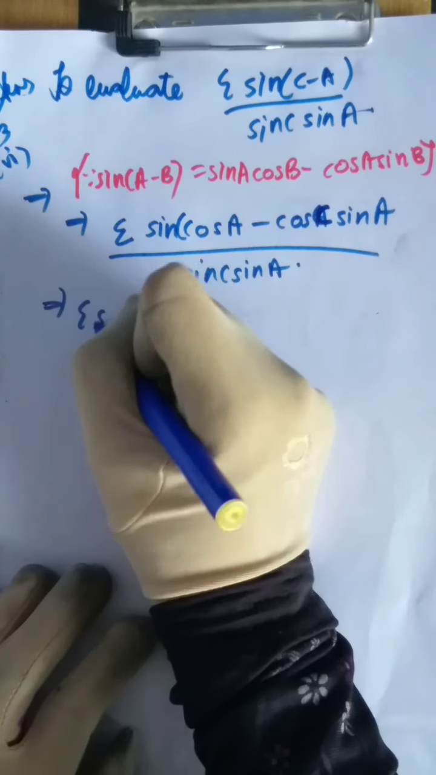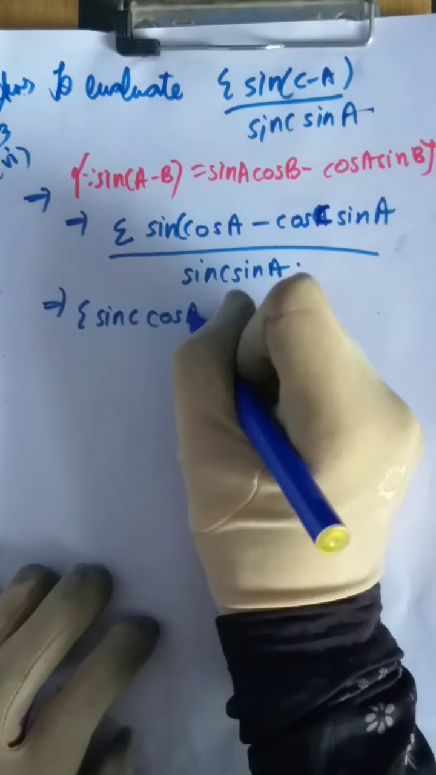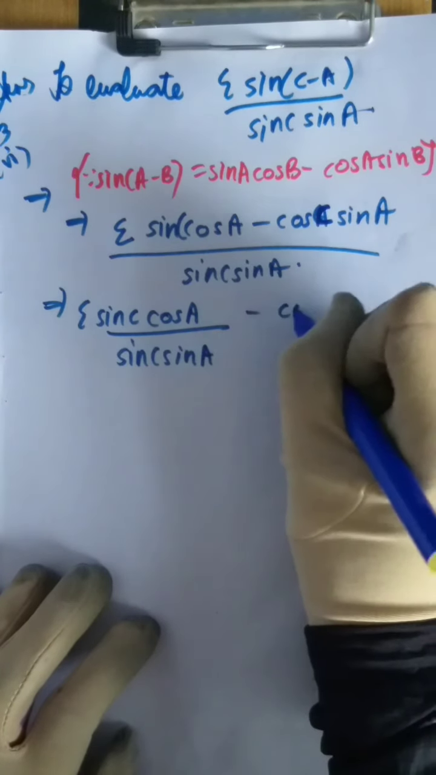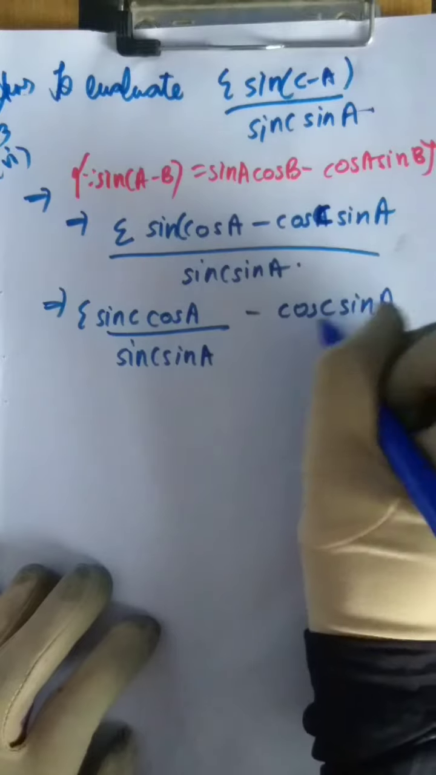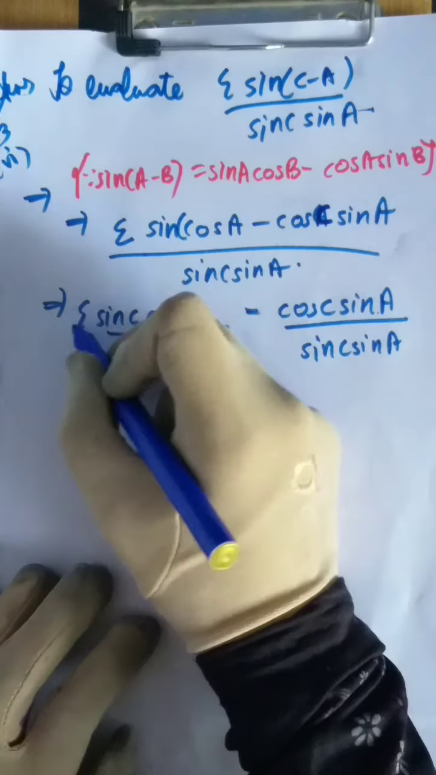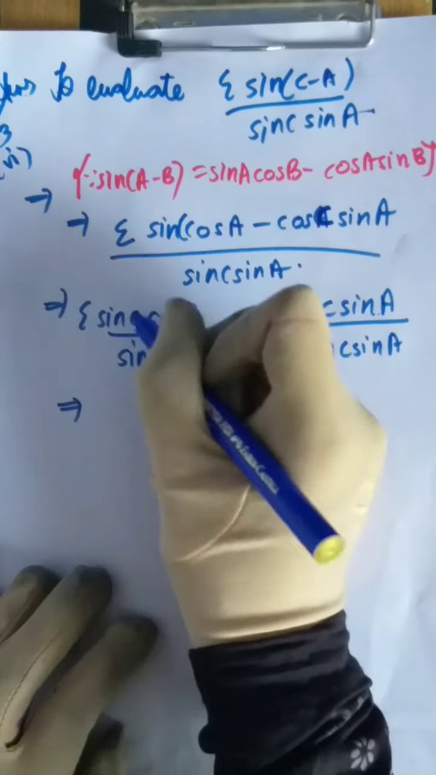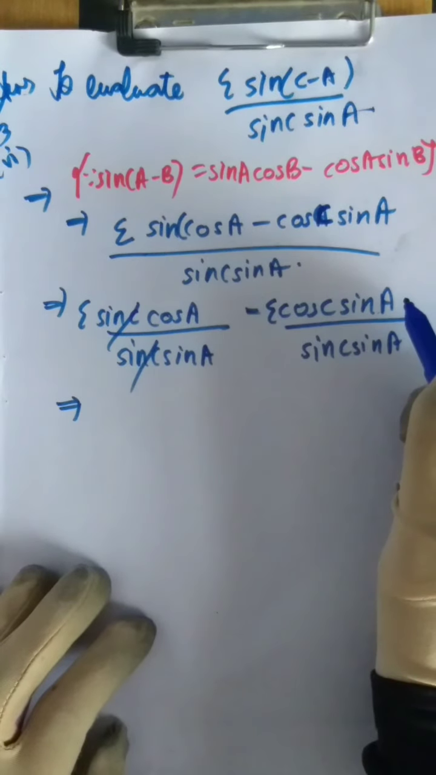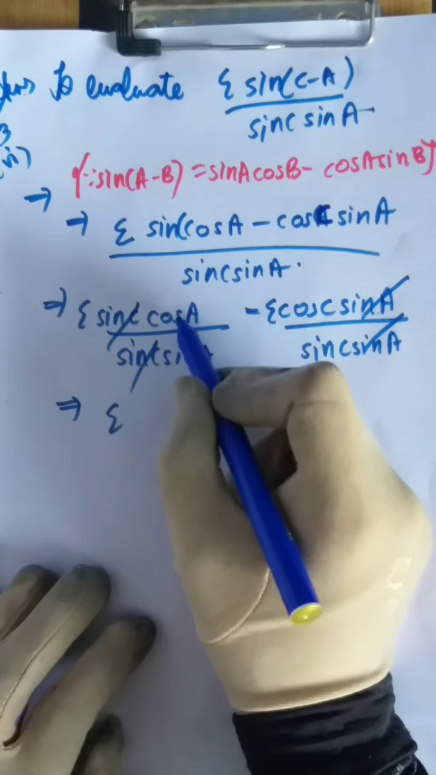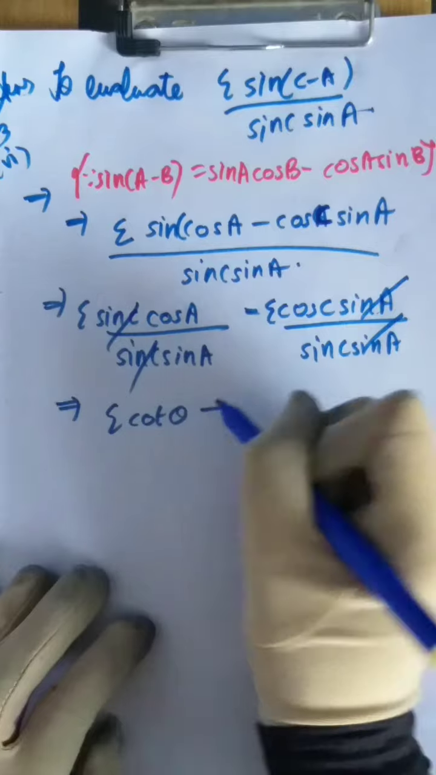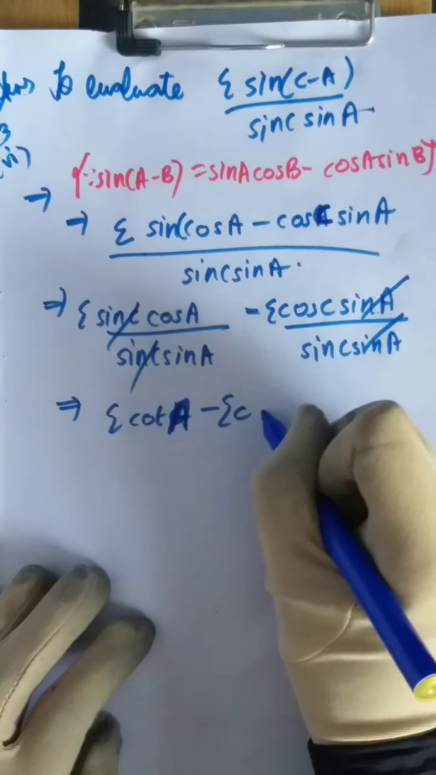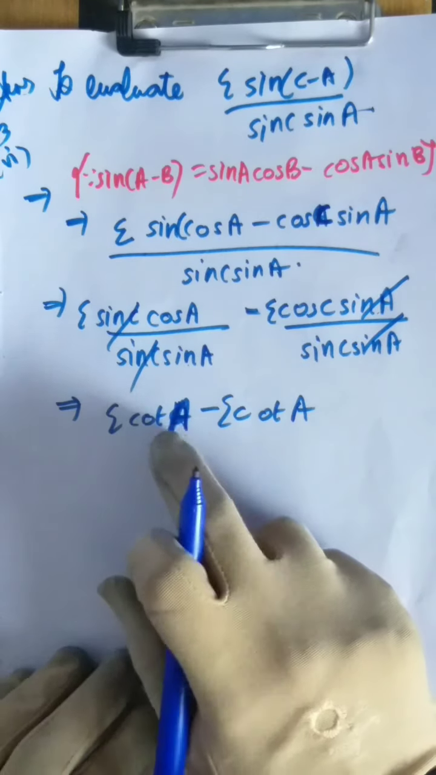So this also we can write as sigma sin c cos a by sin c sin a minus cos c sin a by sin c sin a. And if you want, this sigma can also be written inside. Okay, now sin c will get cancelled and here sin a will get cancelled. So what is remaining? Cos a by sin a. We know cos theta by sin theta is cot theta, minus again cos c by sin c is cot theta. Here we have a and here we have c. Okay, here we have plus cot a.